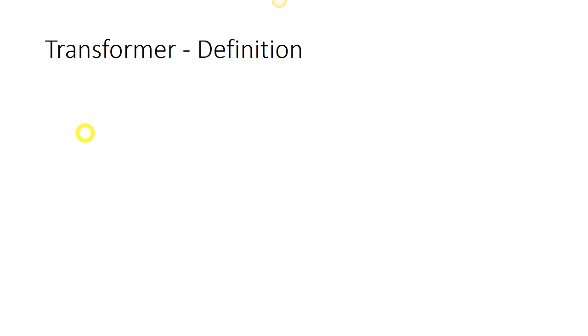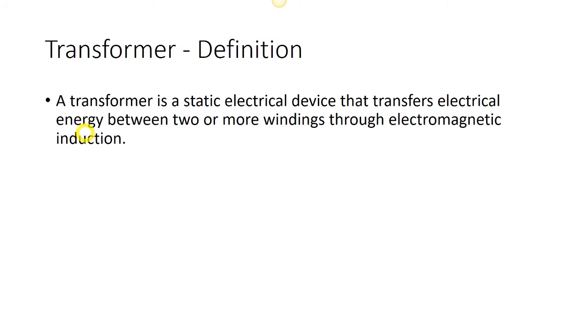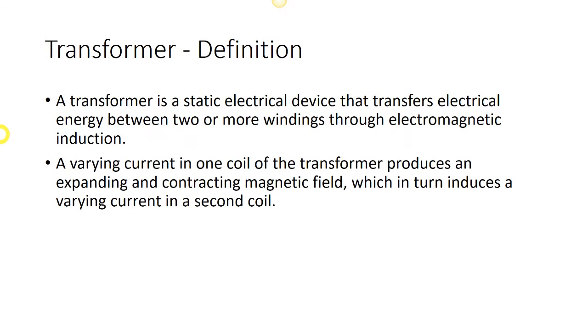So let's look here at the definition of a transformer. A transformer is a static electrical device. Static just means there's no moving parts. That transfers electrical energy between two or more windings through electromagnetic induction. And I kind of dive into this definition a little bit more with a couple more statements.